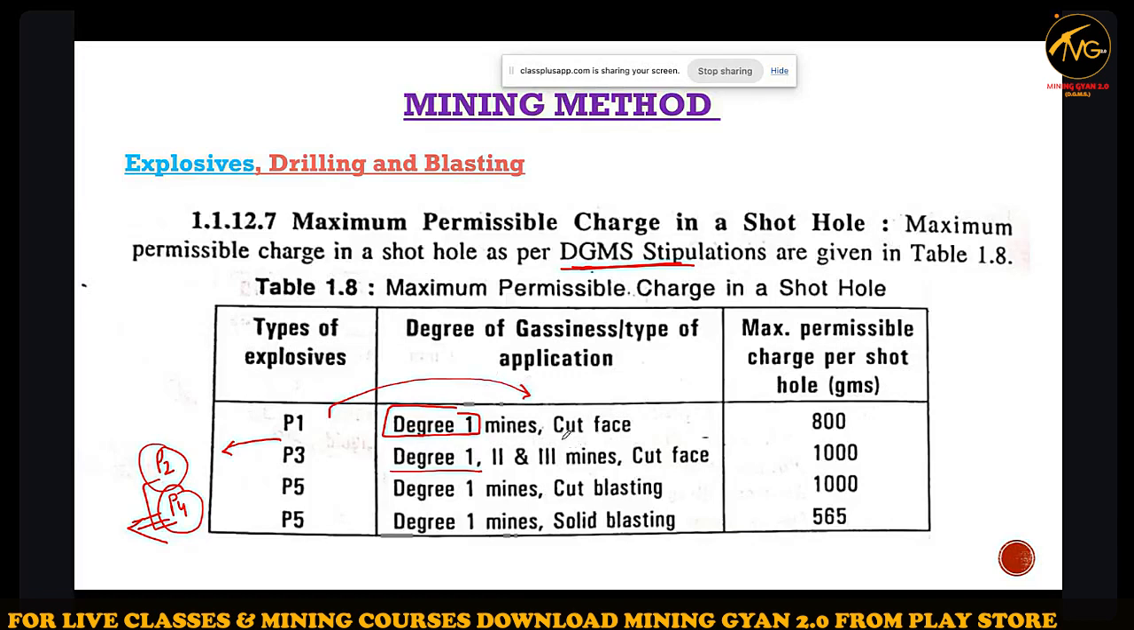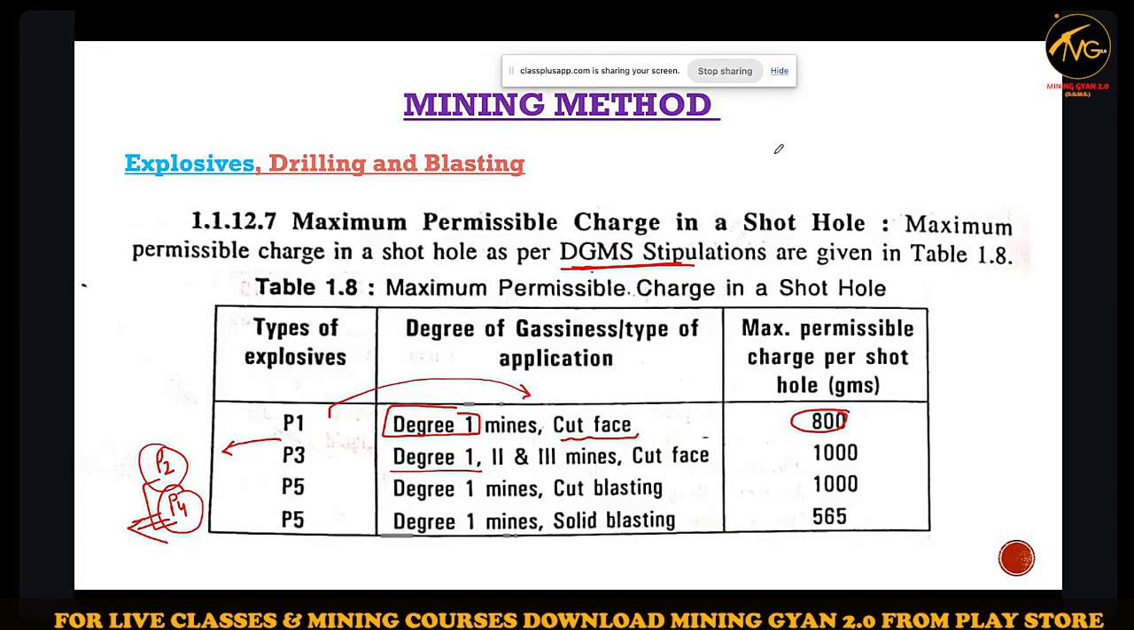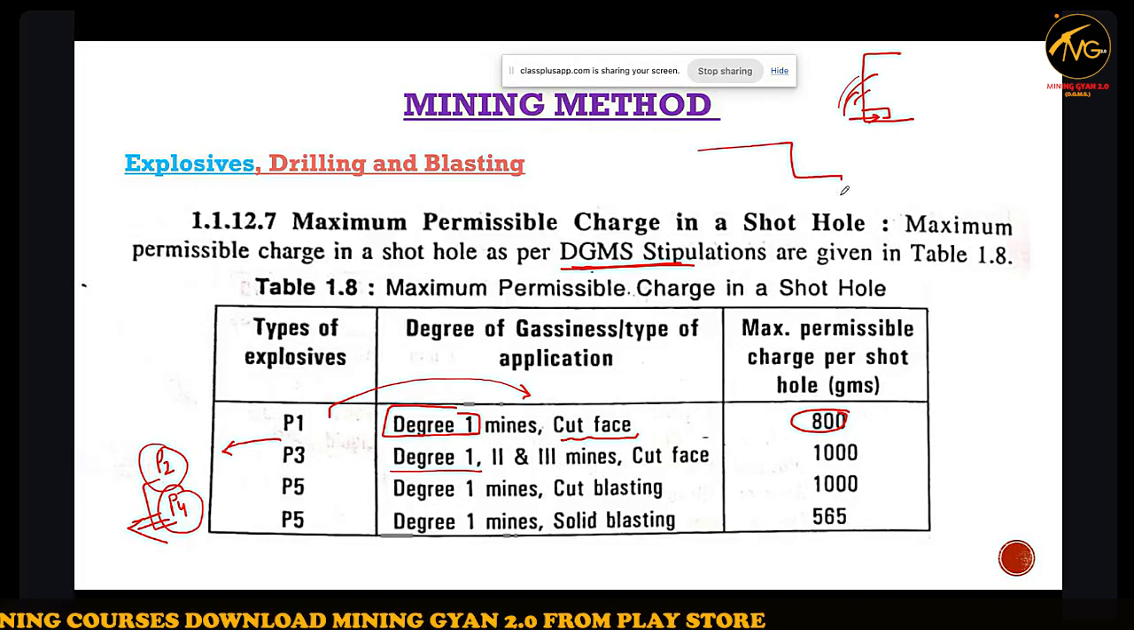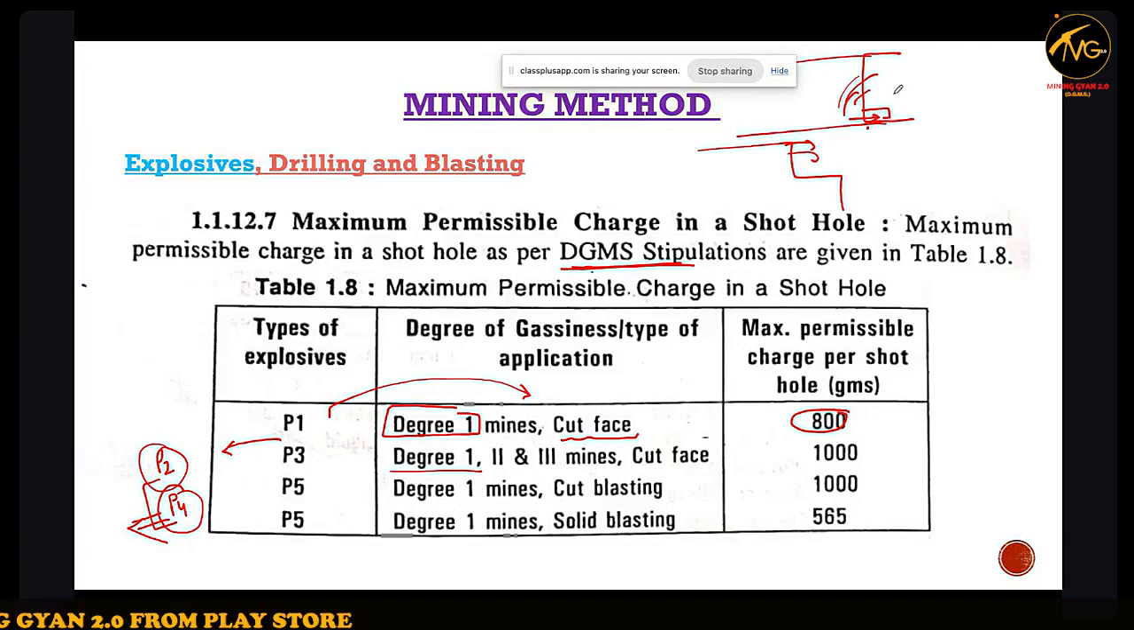P1 is used in cut face, maximum 800 gram in cut face. I have not discussed cut face solid blasting because I thought you should know the cut blasting. Cut face means this is coal, you cut this one to provide a free face, so your coal will blast. If it is open cast, if you want to blast it, it will fall down. But in underground you do not have a face, so you cut, so you will get a free face and it will blast.